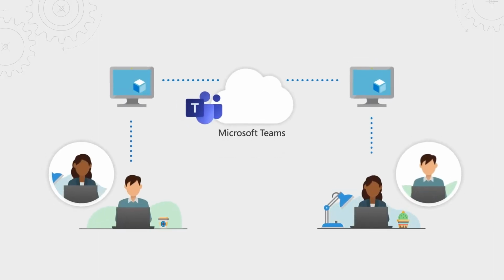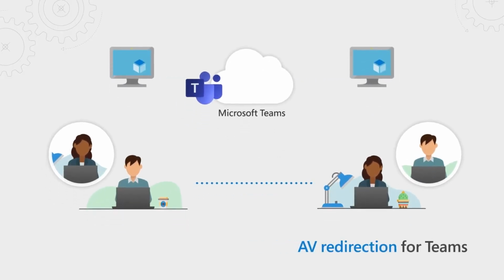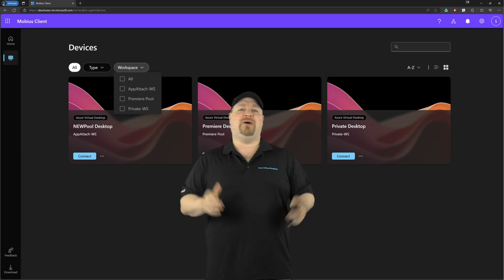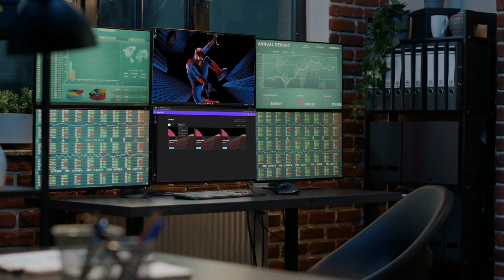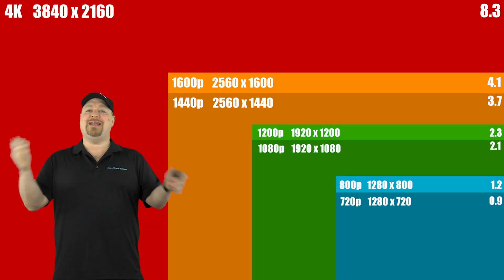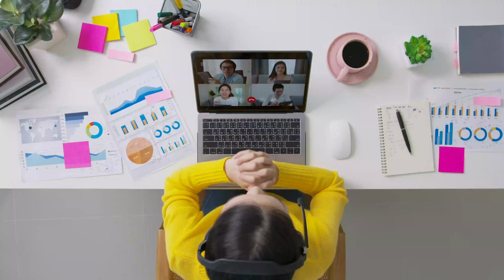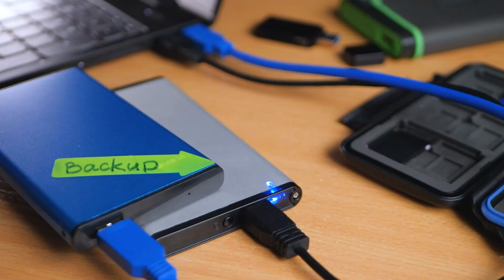Now, one of those things that's made all of these different clients so difficult to manage is the different supported levels for all of the features. Like how in AVD, Teams Media Optimization is only supported for Windows and Mac. But on the Windows app, everybody gets multi-monitor support, custom display resolutions, dynamic display resolutions and scaling, and device redirection for your webcams, audio, storage devices, and printers, and a whole lot more.